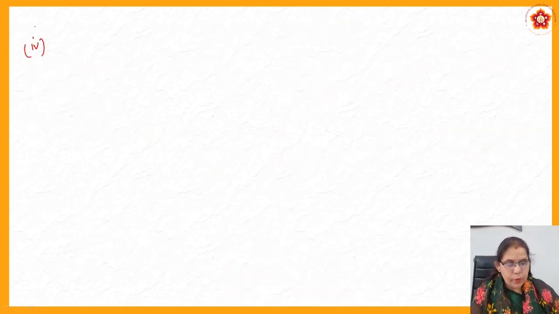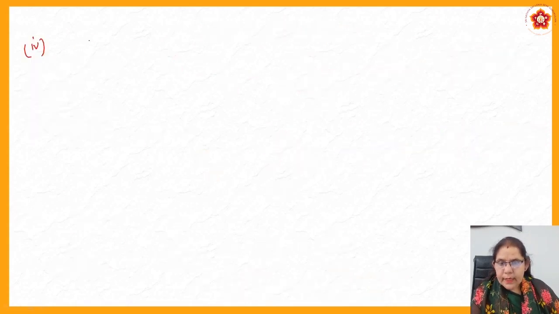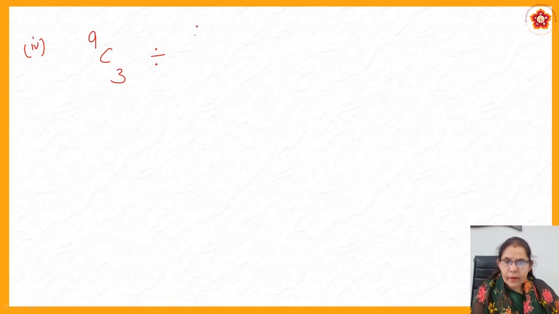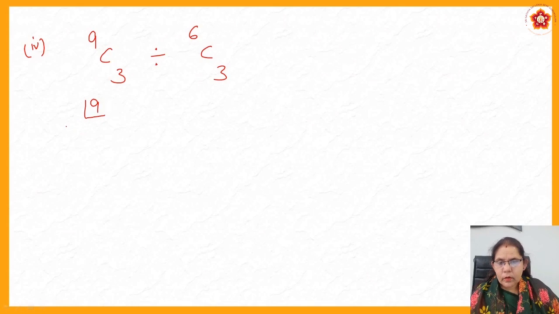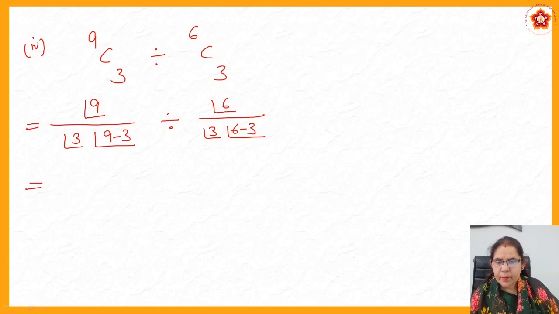Let's look at the fourth part. In the fourth part, it is 9C3 divided by 6C3. You can simplify. Factorial 9 upon factorial 3 into factorial 9 minus 3, divided by factorial 6 upon factorial 3 into 6 minus 3.